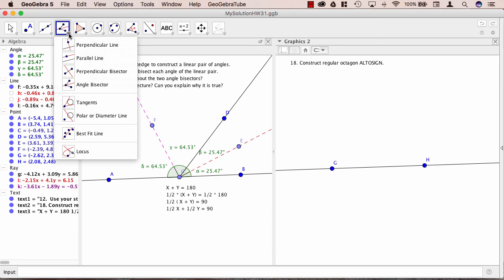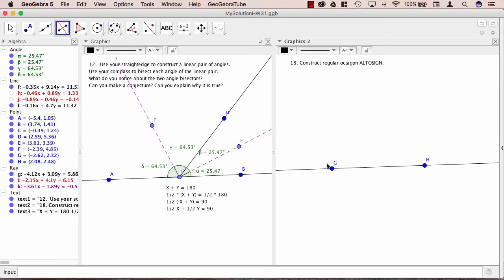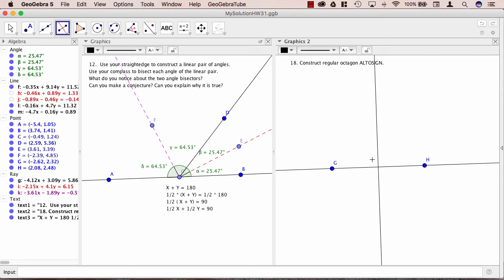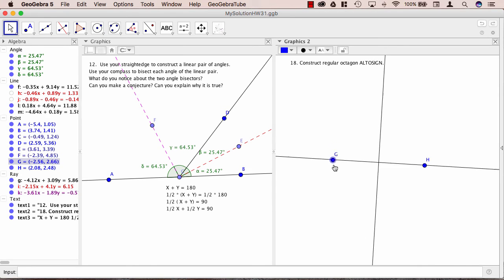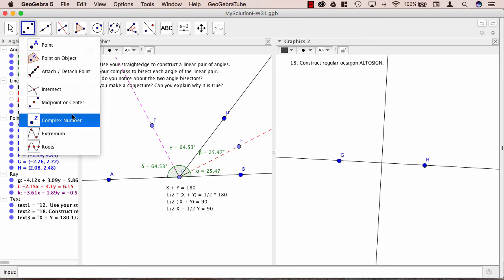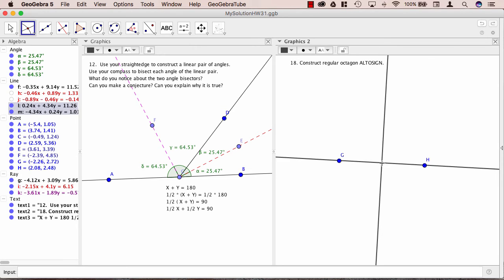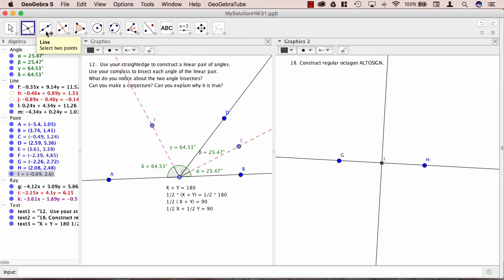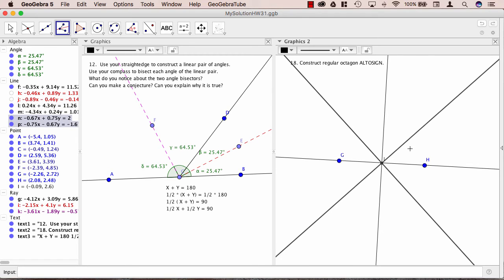Now I'm going to make the perpendicular bisector of the segment part of line GH. So I'm going to use the perpendicular bisector tool here. Click on point G, click on point H, and now we have the perpendicular bisector of segment GH. Alright, so I'm going to make the point of intersection right here. And now I'm going to do an angle bisecting. I'm going to bisect the angle formed between these two lines. And that's all there is to it.